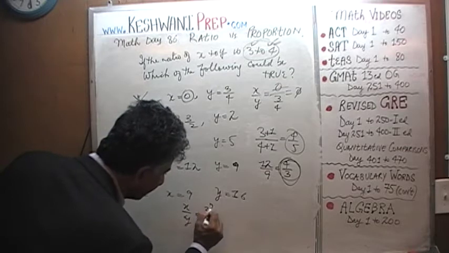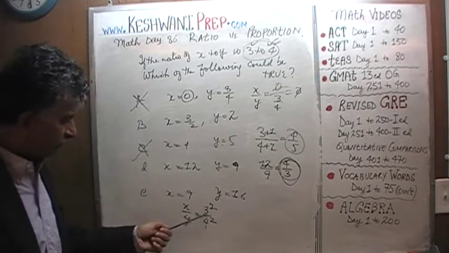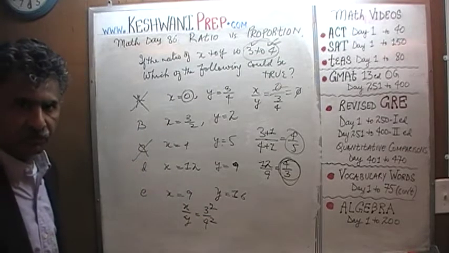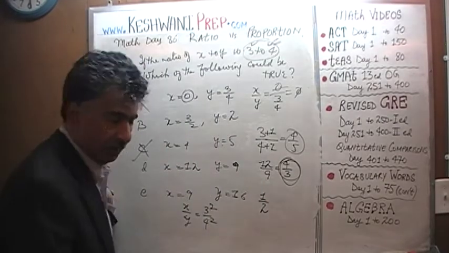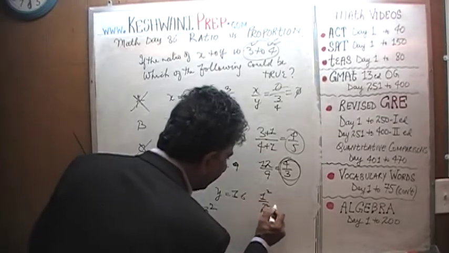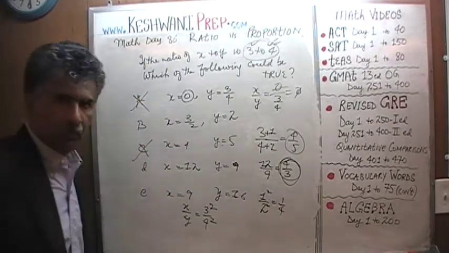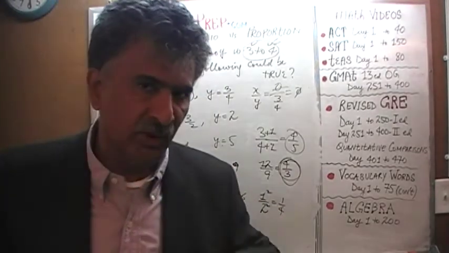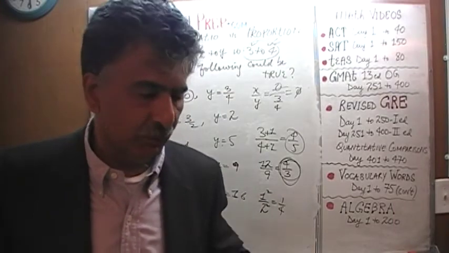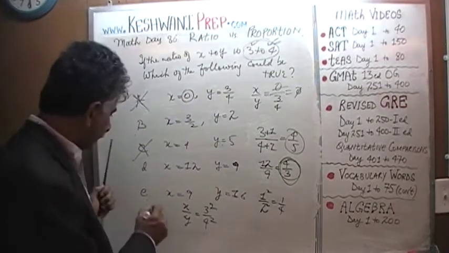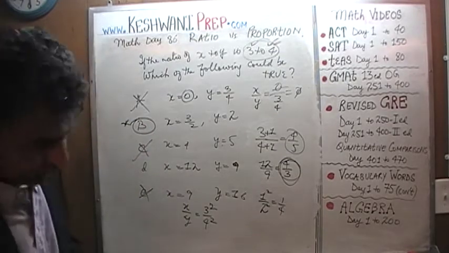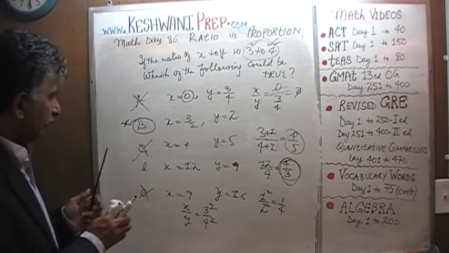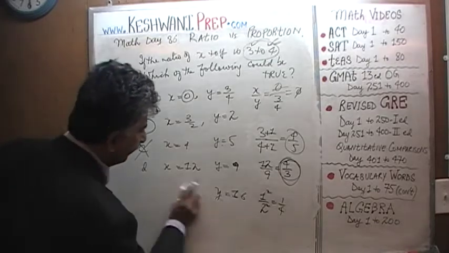What's wrong with E? E simply takes the 3 to 4 ratio and squares the top and bottom. Of course, squaring the top and bottom will change the ratio. Look at a simple scenario. If you have a ratio of 1 to 2, and you square it, it becomes 1 to 4. Or if you have a ratio of 1 to 10, and you square top and bottom, it becomes 1 to 100. Of course, it changes the ratio. E is also wrong. The answer is B. Let's go on and do one more, shall we?